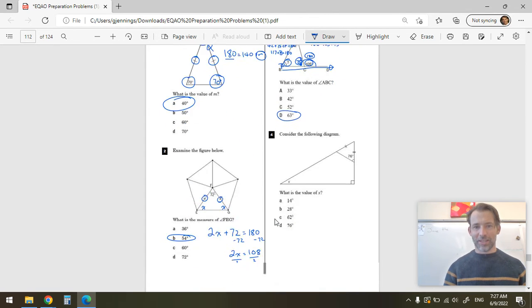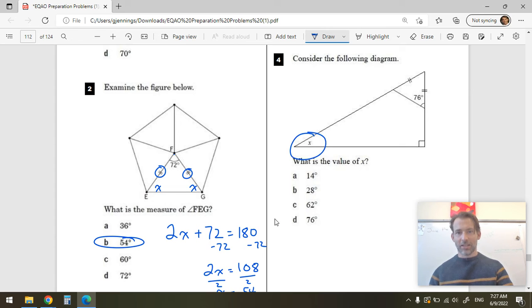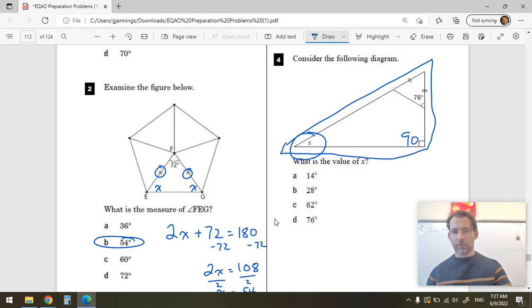Okay, let's keep going. Consider this diagram. So now they're giving us more puzzle-like things. We want to find this angle here, x. And to do that, we really need to work with this big triangle. One thing we know is that this angle is 90 degrees based on that square mark. But we don't know this angle up here.